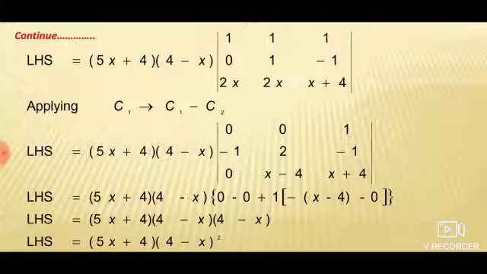After simplification of this flower bracket, we get one more element called 4 minus x. Therefore, the left hand side is equal to 5x plus 4 into 4 minus x into 4 minus x, which is 4 minus x the whole square. Therefore, left hand side is equal to right hand side.